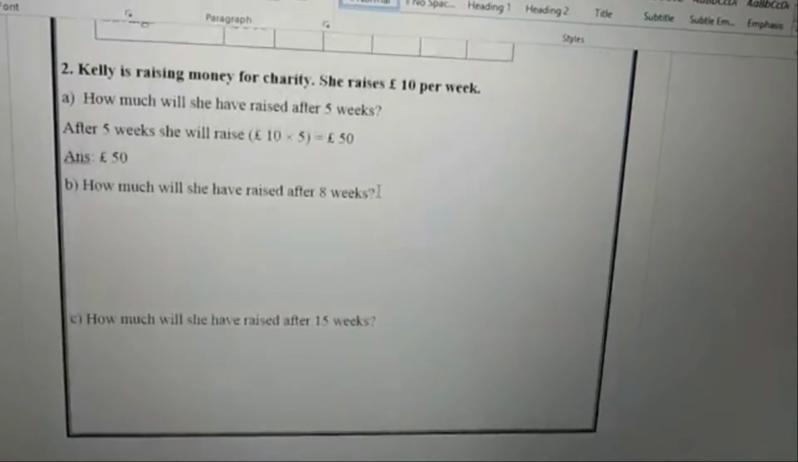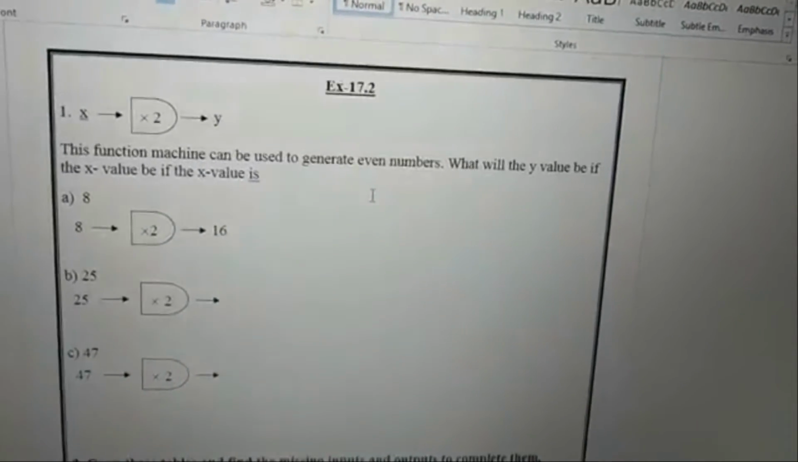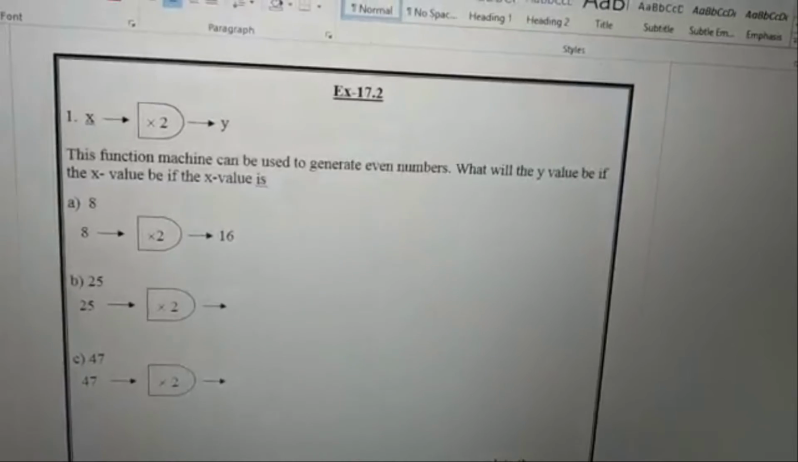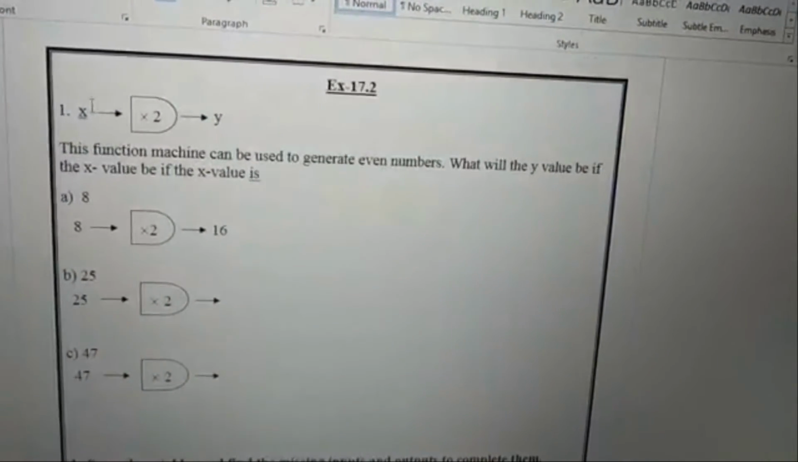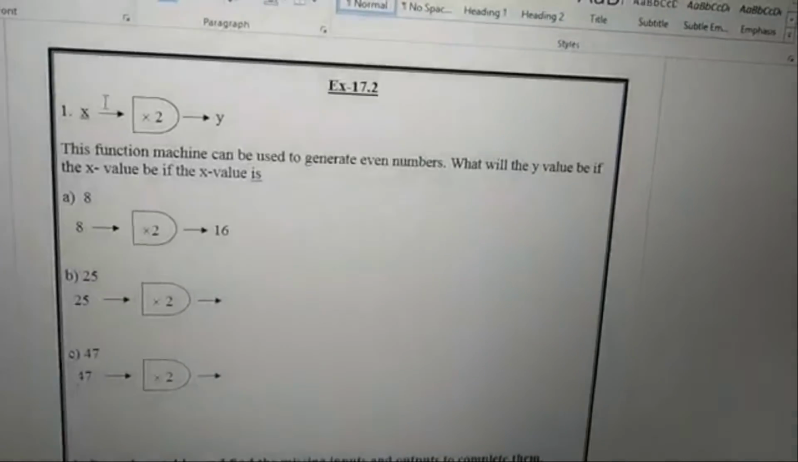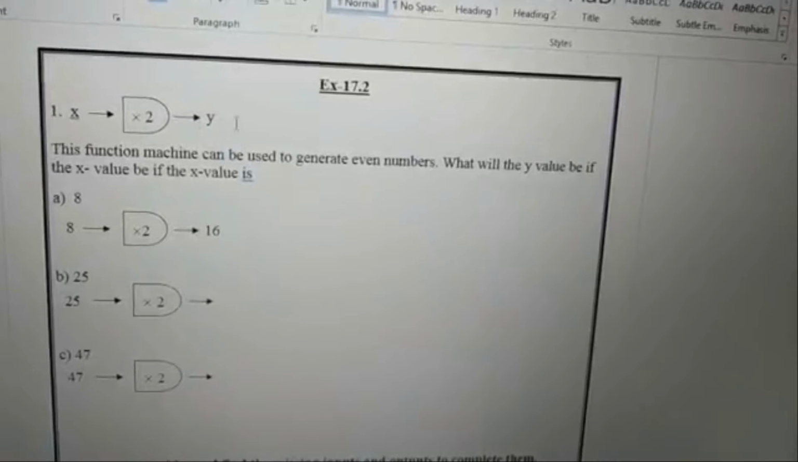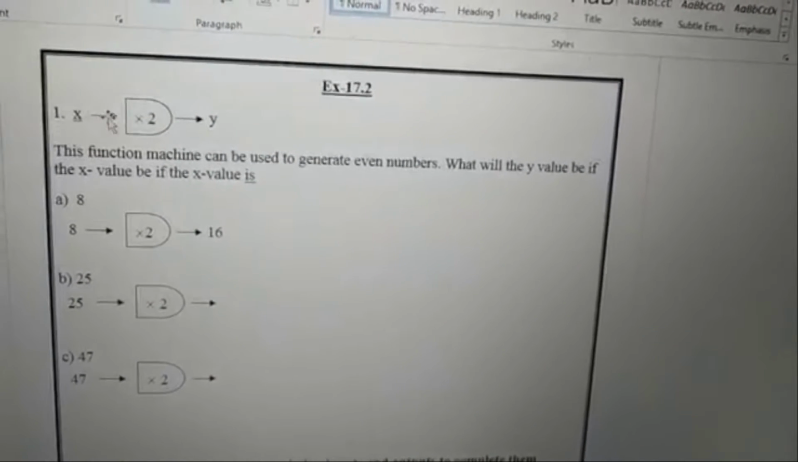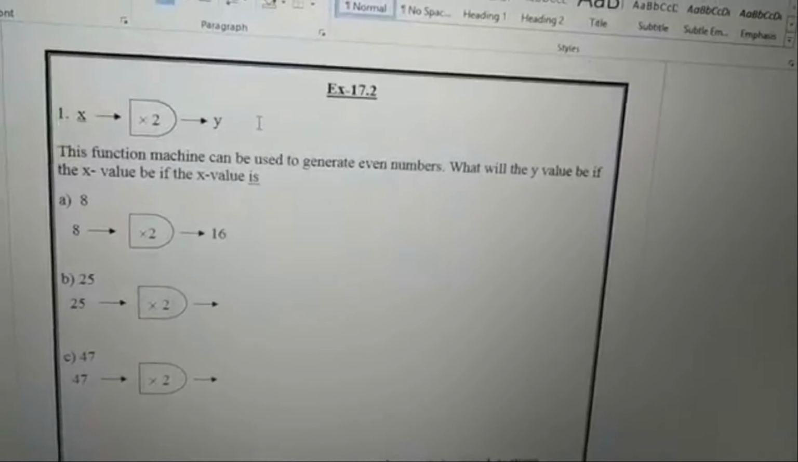So this was exercise 17.1. Now let's move on to exercise 17.2. So as you can see, this is a function machine. This is X, that is the input, and this is the process, and this is the output. So the input will go into this machine and it will be processed, and then we will get the output.